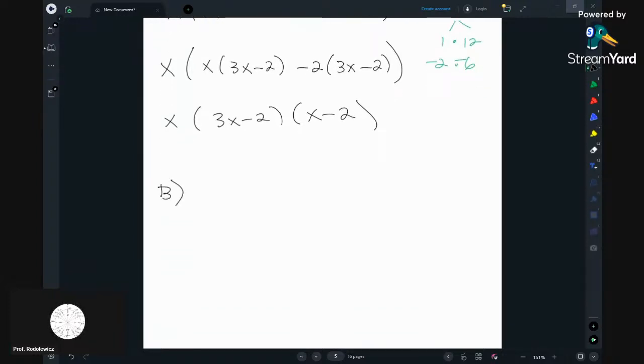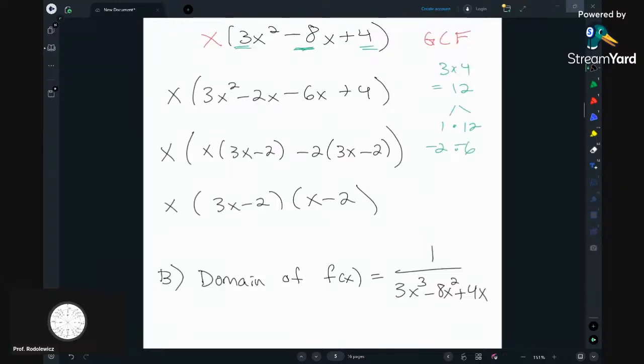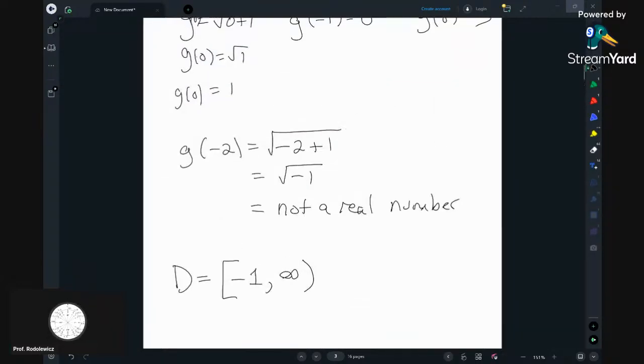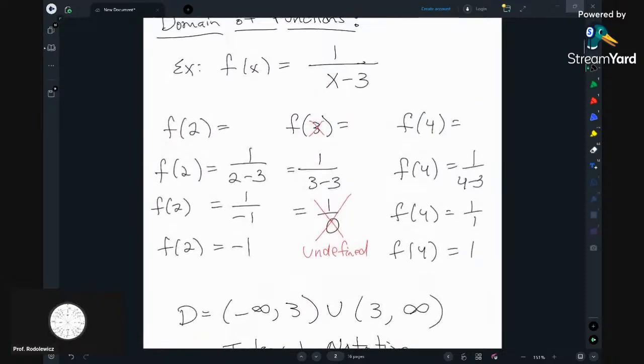Part B, what's the domain of... what was an issue earlier tonight? Few things, but what was an issue earlier here?